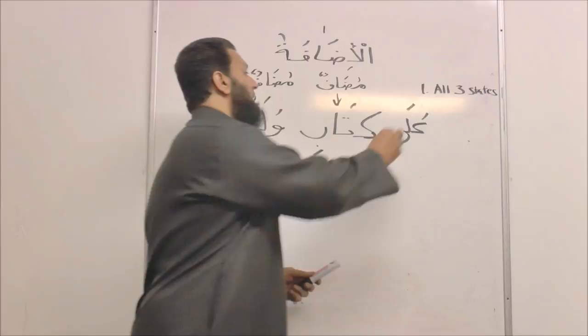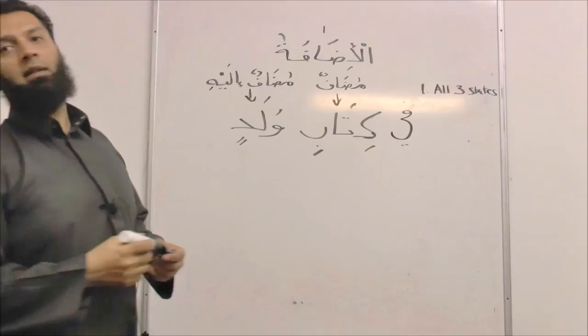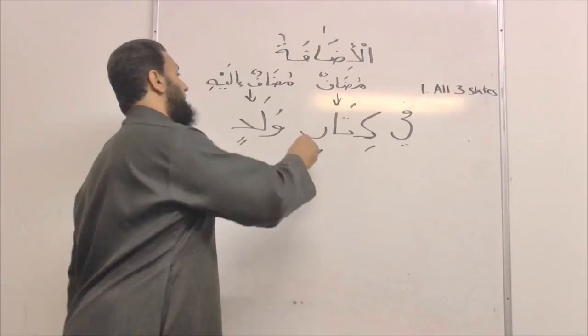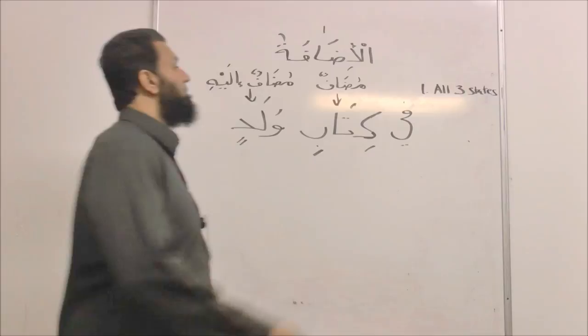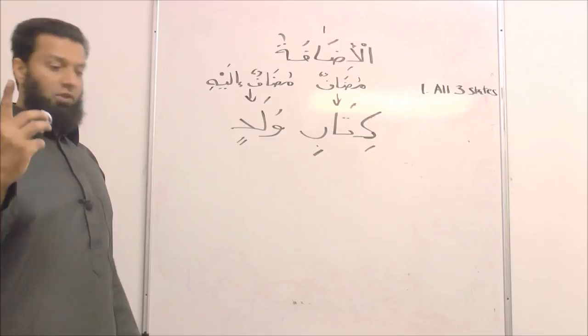Another example of a harf jar. Fi. In a boy's book. And we could mention others, but the point to note is that this is now majrurun. With fi. So we know that the mudafun can be in all three states. That's the first rule to remember.